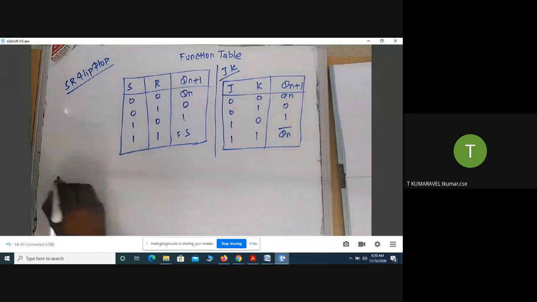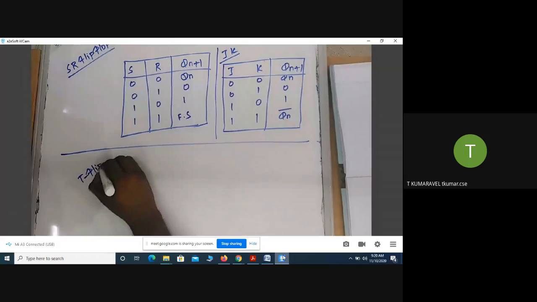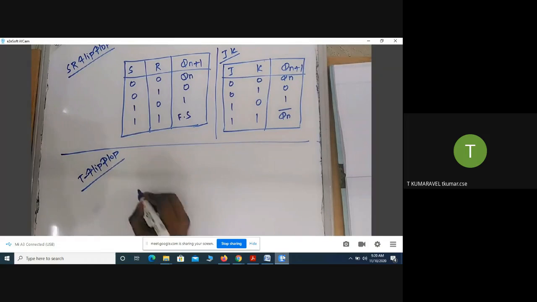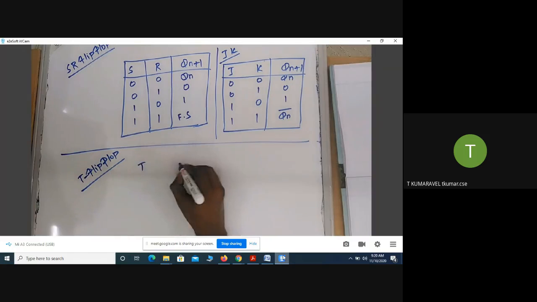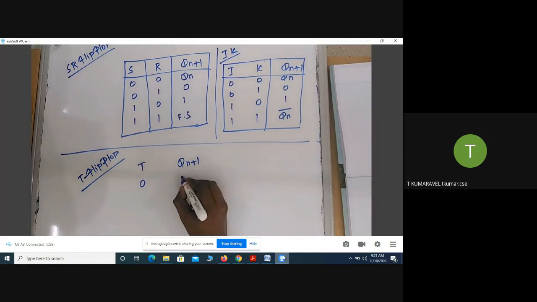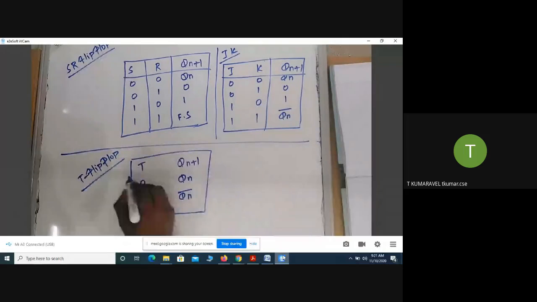The next flip flop is called the T flip flop. What is the behavior of the function table for the T flip flop? T, Qn+1. Suppose the user's input is 0, it will retain the previous state. Suppose the user's input is 1, it produces the complement of the previous state.